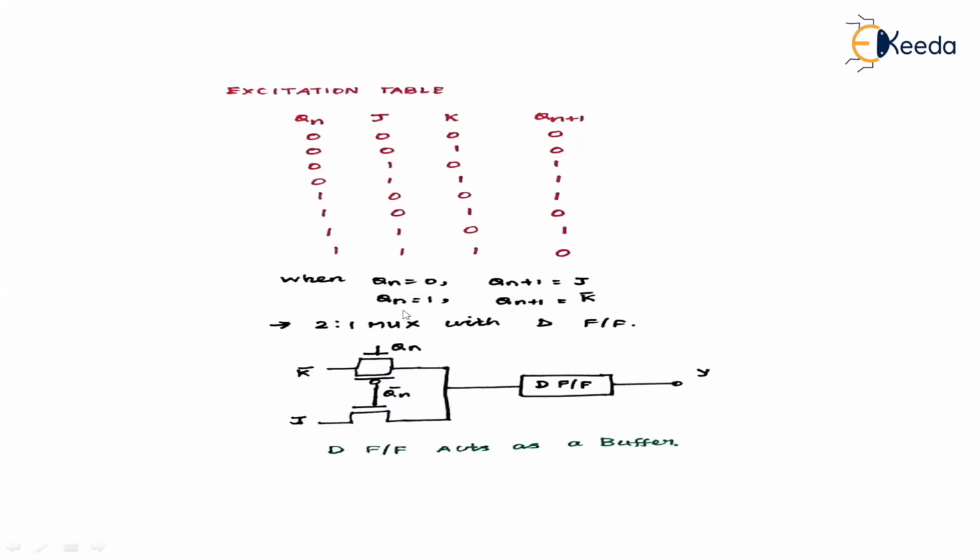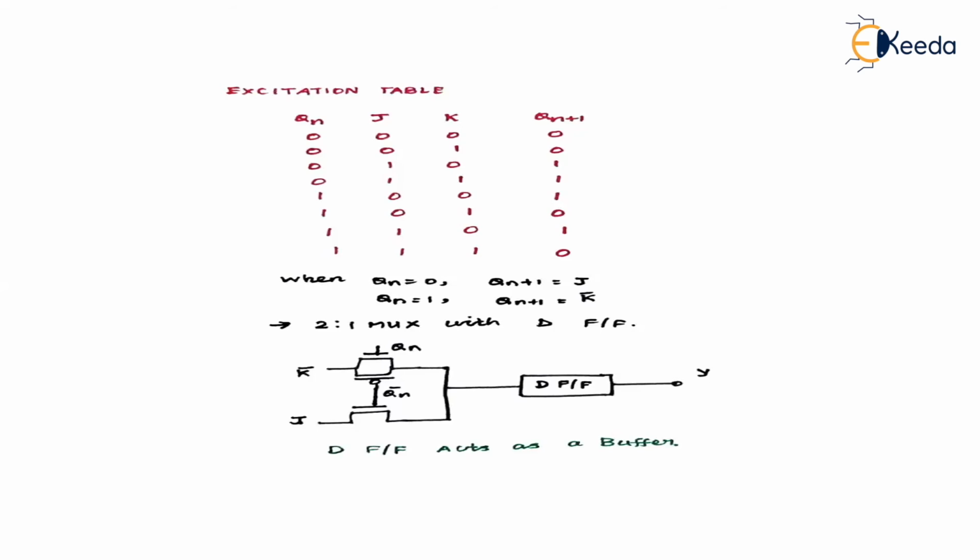Whenever my Qn is equal to 1, my next state is nothing but, wherever K is there, I'm having the complemented version of K. So 0, 1, 1, 0, 0, 1, 1, 0. So from the table, I analyze certain things.